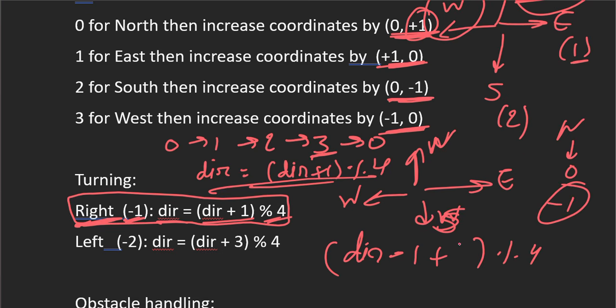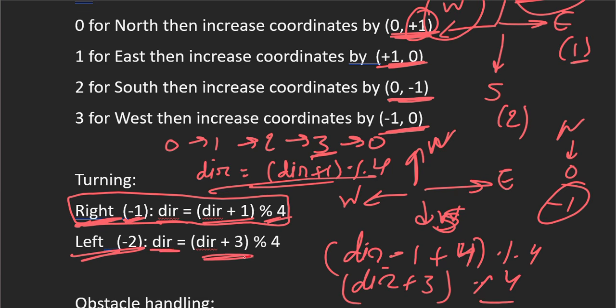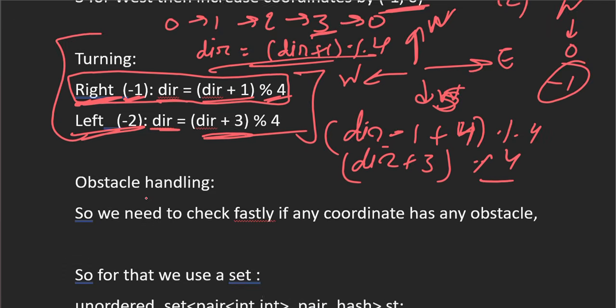So what we do is we'll add plus 4 here to make the overall sum positive. So if we are turning right, it will become direction plus 1 modulo 4. And if we are turning left, then we update direction as direction plus 3 modulo 4. So these are the two formulas to update our direction on the right and left side, right?